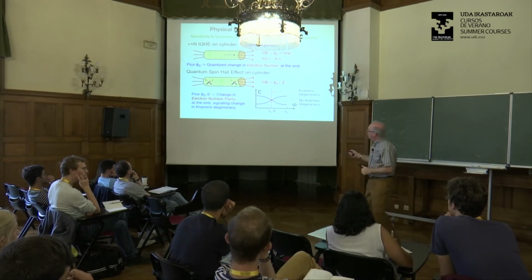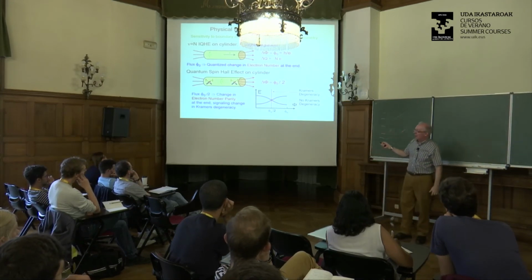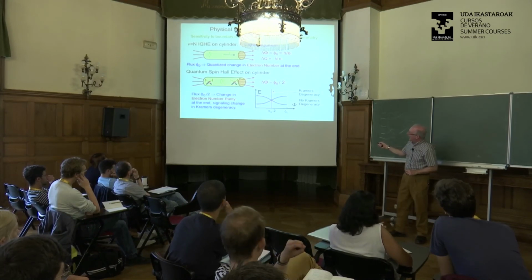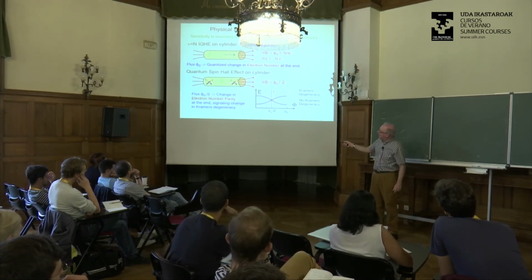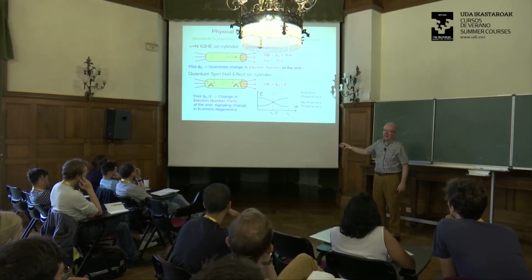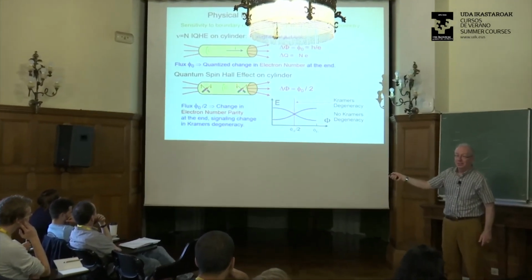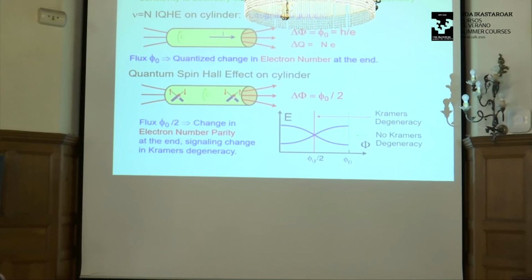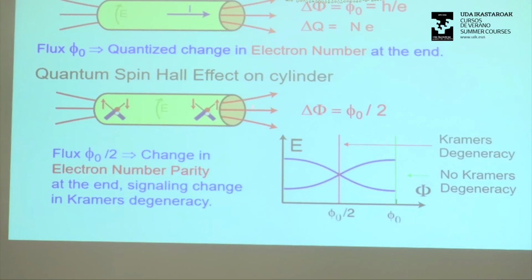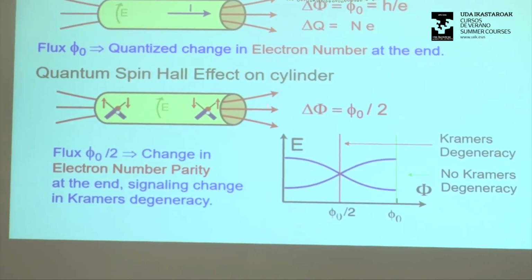Now what I want to do is, rather than threading a whole flux, thread half of a flux. If I do that, then I'm going to thread half of an up-spin electron to the right and half of a down-spin electron to the left. So after that process, the spin on the right has increased by a half, by h bar over 2, and the spin on the left has decreased by h bar over 2.